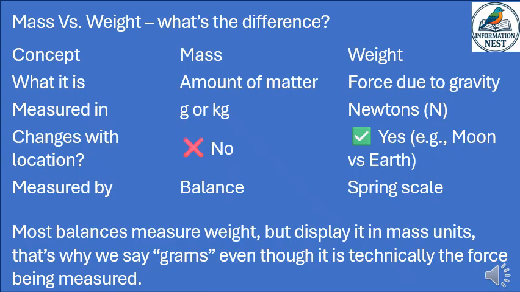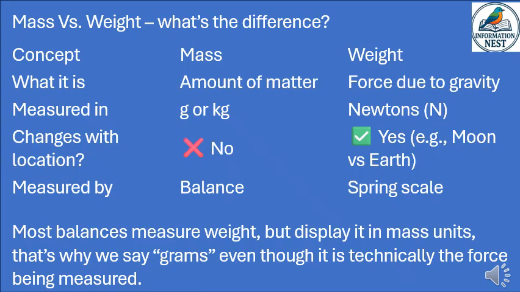Now let's talk about weight. Weight is the force with which gravity pulls on that mass. So yes, it depends on where you are. On Earth, gravity is strong, so you feel heavier. On the moon, you would weigh less because gravity there is weaker. Weight is measured in newtons, named after Sir Isaac Newton, the guy who got bonked by an apple and gave us gravity. How do we measure that? Mass is measured using a balance. Weight, that's where spring scales come in.